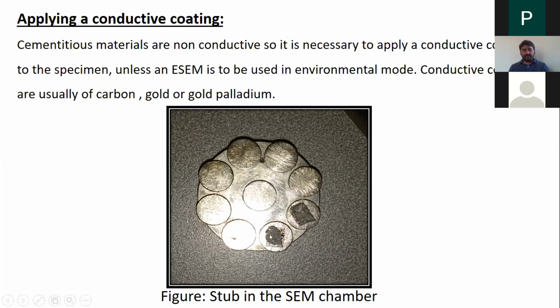Okay, so before keeping this material, we have to apply a conductive coating. As concrete is non-conductive, we have to make the surface conductive, or else there will be a bright image. You cannot see anything. Because of that, the images look distorted or very bright, something like this. So we have to sputter that material with gold or palladium.